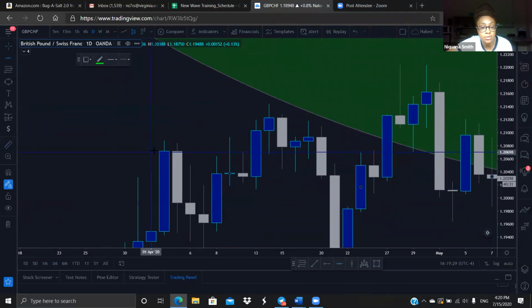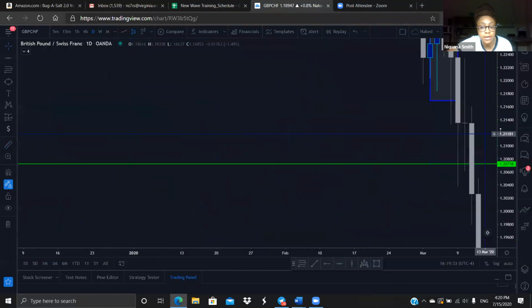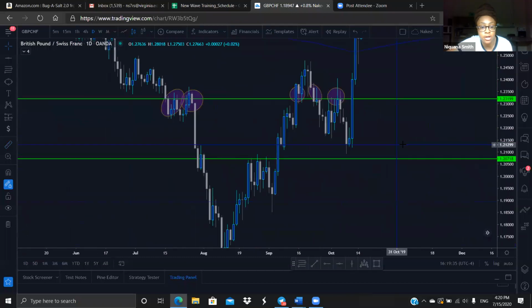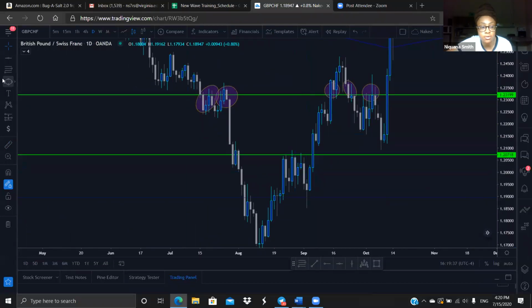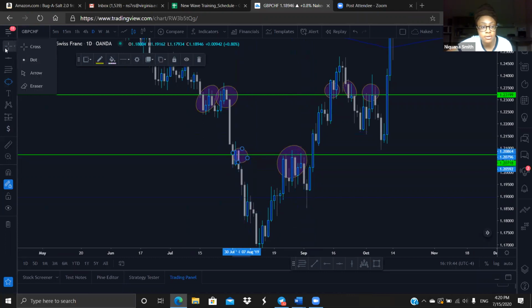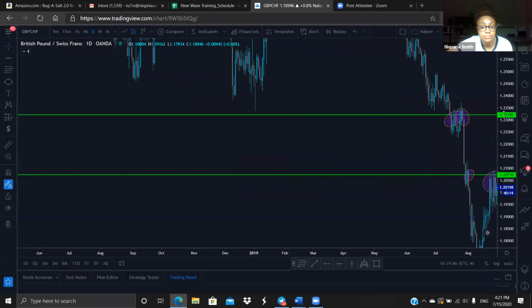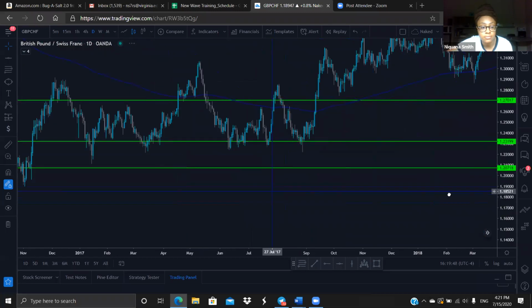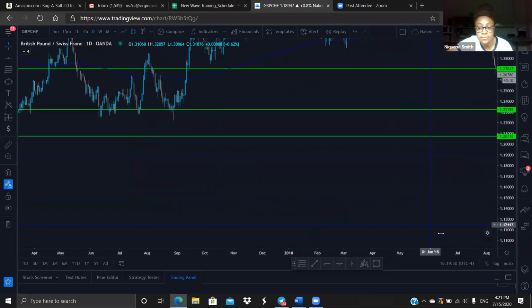You'll take your horizontal line, you'll align it up. You'll see how many times price has respected this area. So we can see, okay, it's already respected here in this area. It's respected in this area. It's respected in this area.